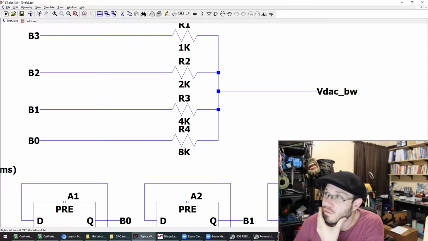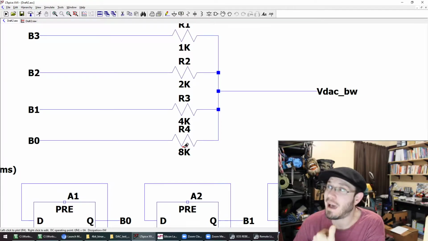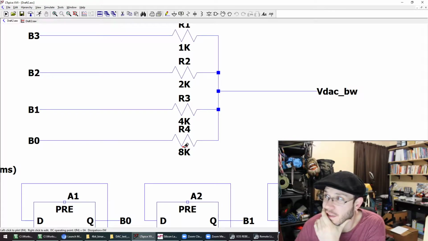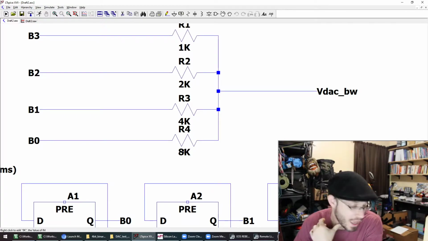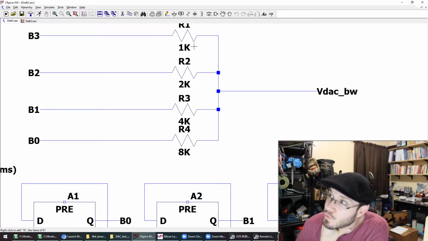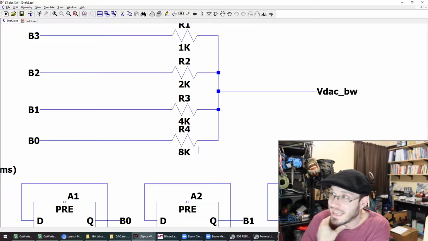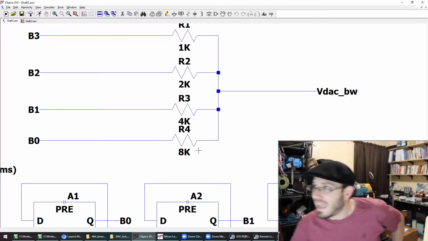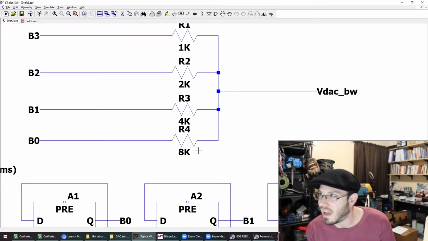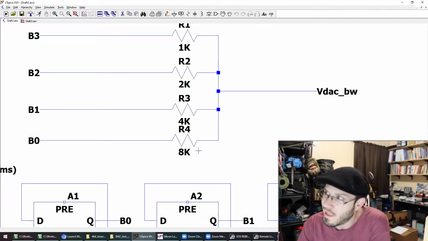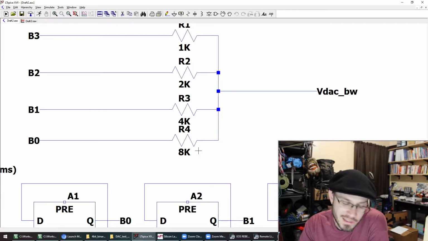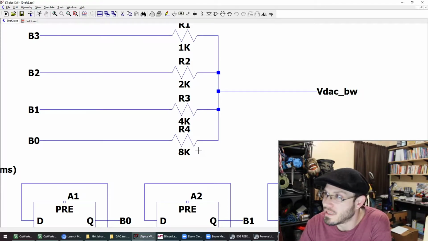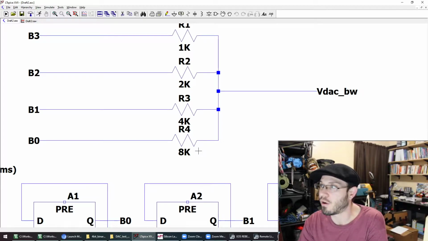What happens when you go to 5 bits? Well, now you need a 16K. What happens when you go to 6 bits? You need a 32K, a 64K. So the difference between the smallest resistance and the largest resistance starts getting completely out of hand. So a binary weighted resistor DAC, it's clever, it's nice, and it's simple to work with, but it has some very practical limitations, which is you just can't get up to large n-bit digital to analog converters because the resistances start going way out of hand.